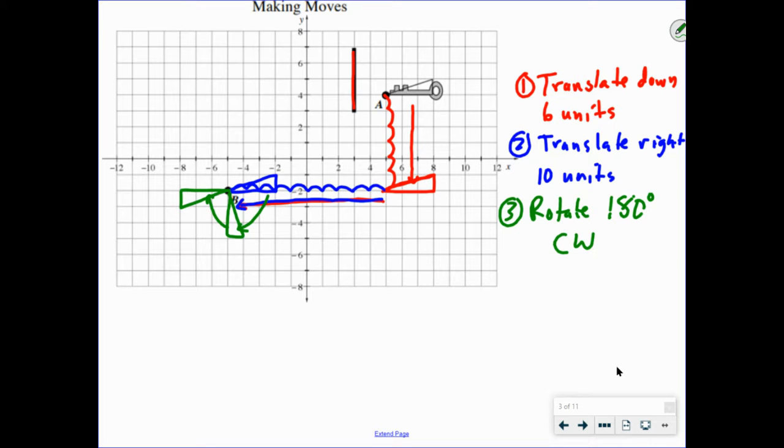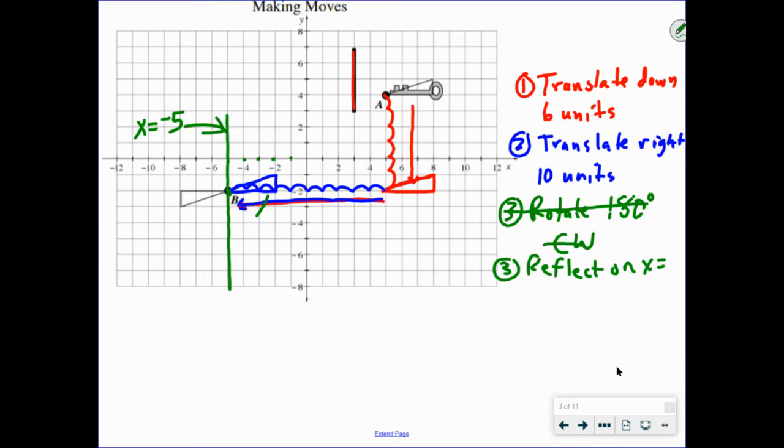What's the other thing I could have done? Well, once I got to this point, I could have also said, hey, you know what? What if I reflect it? Imagine if I drew a line here. So this right here is when x equals -5. So this line is x equals -5. So instead of rotating it, I could say step number 3 is reflect on x equals -5. Now what that would do is it would flip it to where now it's like this. Can you picture it, reflecting it like that?